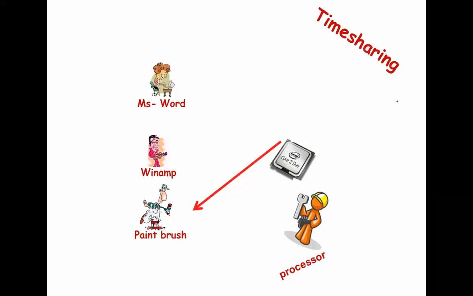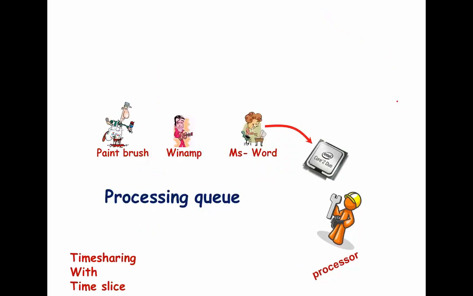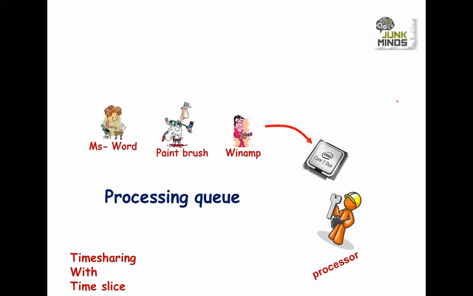So time sharing is where every application is given services of this processor for some time. So actually there's a queue. You always have a processing queue like this. What MS Word will do is, MS Word will get access to this processor for some time. MS Word will do its work, and whether it completes or not, it'll just leave the processor and go back and join at the end of the queue.